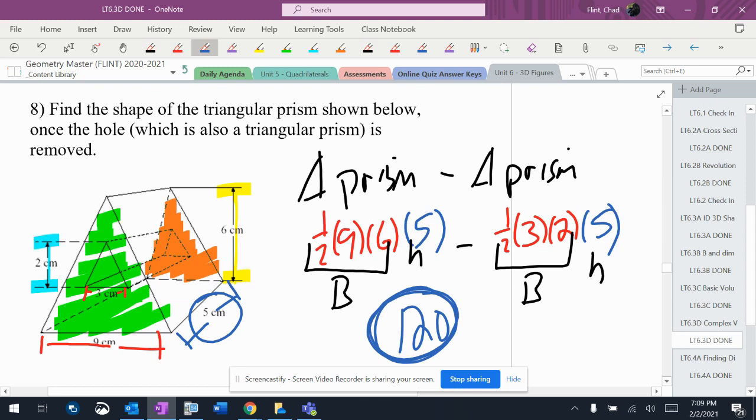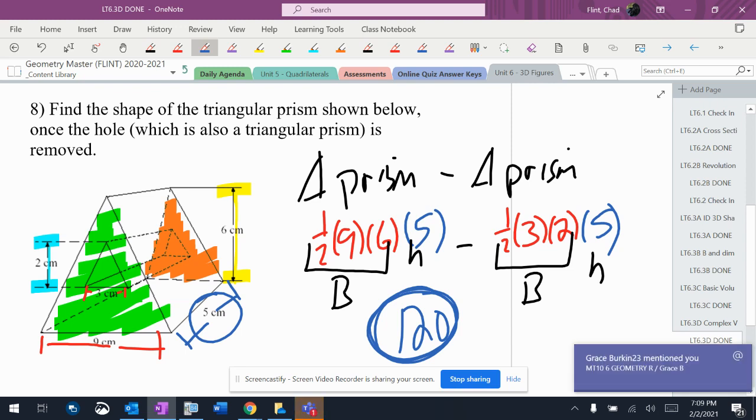So I had some stumbles there. I was going to redo the video, but you know what? It's a good idea that you see that these triangular prism questions are difficult, and you have to really think about what you're doing.